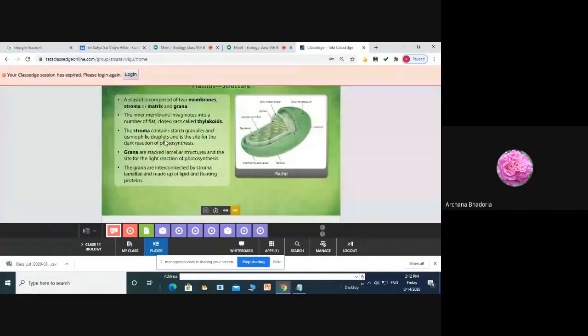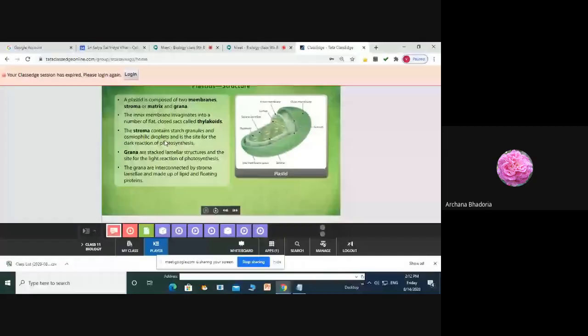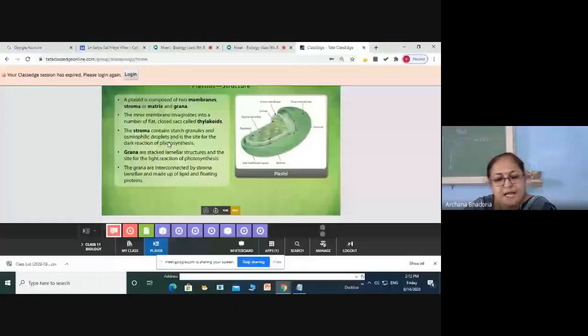So all have understood what is the composition of the stroma? Ma'am, will you please repeat? I'm saying the stroma consists of starch granules, osmophilic droplets, DNA, ribosomes, and enzymes.